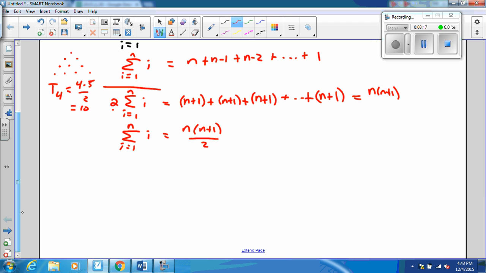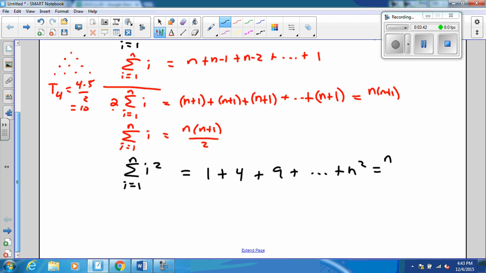There are a couple of other summation formulas that we're going to need. I'm going to give them to you without proof, but if you wanted to prove them, it's not too hard to prove by induction. If I add up all of the numbers from 1 to n squared, that is 1 plus 4 plus 9, all the way out to n squared, then it can be shown that this is equal to n times n plus 1 times 2n plus 1 all over 6.